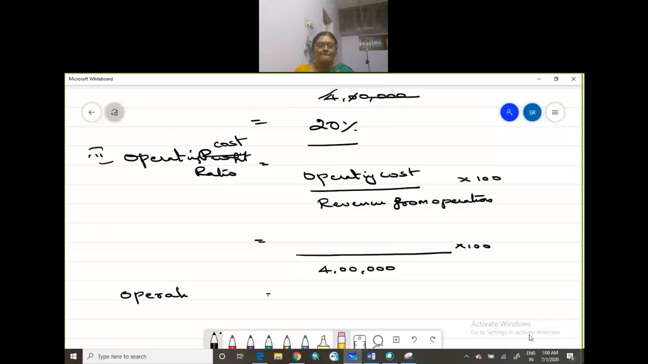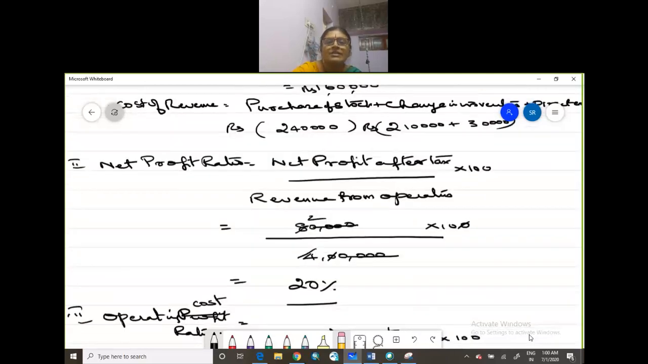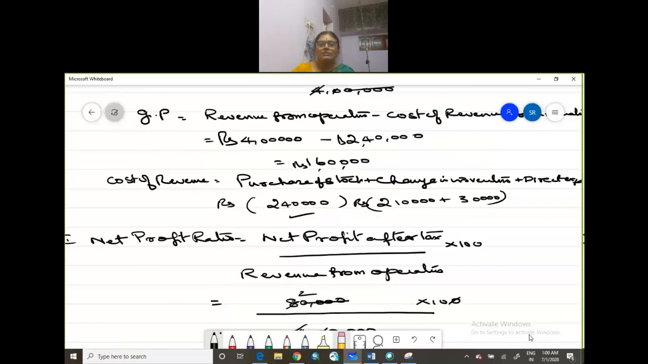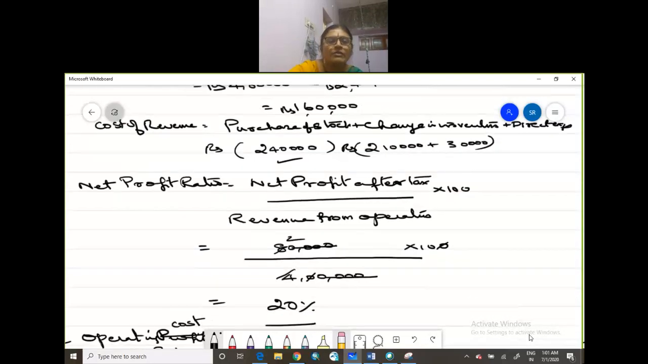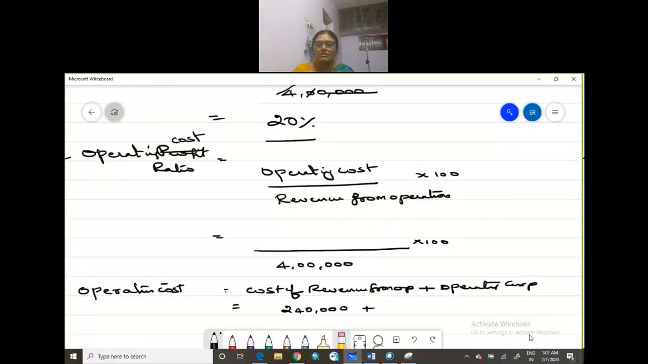Operating cost is nothing but cost of revenue from operations plus operating expense. You have already found out cost of revenue from operations in the first part itself: 2,40,000. And what is your operating expense? Operating expense is 60,000, admin and selling expense. So 2,40,000 plus 60,000 comes to rupees 3 lakhs. Your operating cost is 3 lakhs.